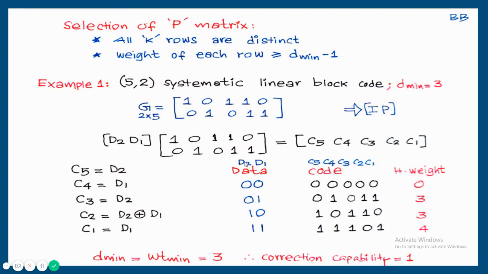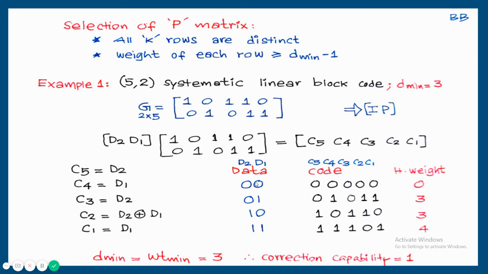For getting the code for 1, 1, just XOR the first row and second row: 1, 1, 1, 0, 1. That's the last answer, 11101. So without using equations, from the data bits and the generator matrix, the answer can be written.